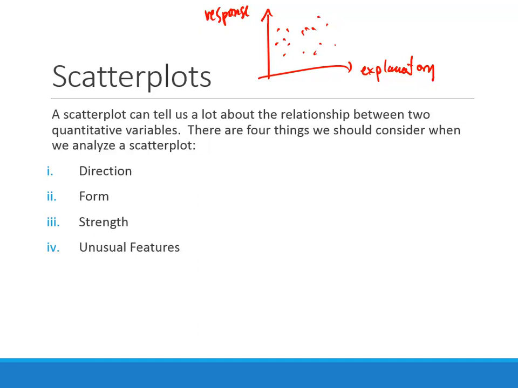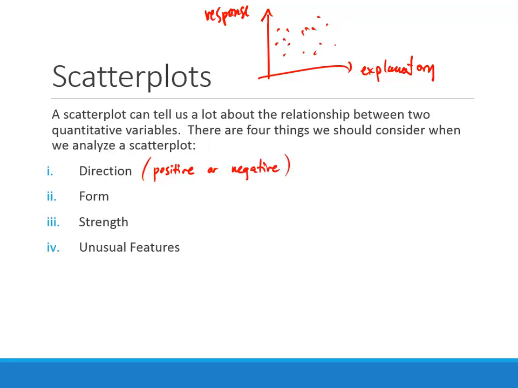Okay, so when we're looking at these scatter plots, there are four things you should consider. We have the direction, the form, the strength, and are there any unusual features? And so by direction, again, we're looking for a linear relationship. So is it a positive relationship or a negative relationship?